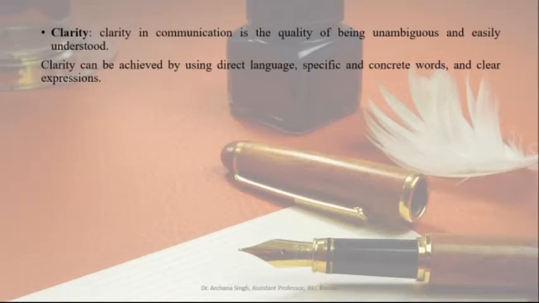Clarity is the quality of being clear, or you must say there should not be any kind of ambiguity in the sentence or in the document or in the idea which a writer is conveying. It should be clearly understood. So how can you achieve that clarity? It can be achieved by using direct language, specific and concrete words, and clear expressions.